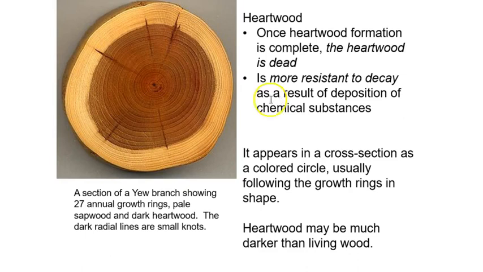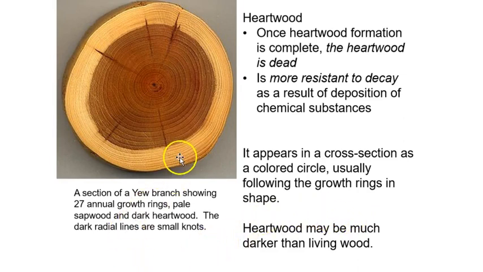Okay, then that was the sapwood on the outside, and now the heartwood on the inside. This is the dark brown area here. Once heartwood formation is complete, the heartwood is actually dead. It is more resistant to decay than the outside sapwood layer. Its appearance in cross-section is usually a dark-colored circle here, and it follows the growth of the rings. So these are the growth rings, all of these different rings. Heartwood may be much darker than living wood.